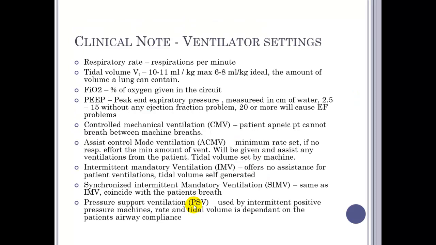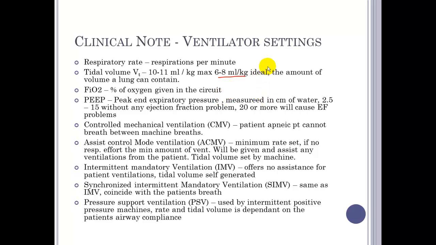Clinical notes on ventilation and ventilatory settings. We have a lot of terms in this section. Respiratory rate is pretty much the respirations per minute. Tidal volume, VT, generally is about 10 to 11 milliliters per kilogram. Now, ideally, we like to try to get about 6 to 8 mL per kilogram in a full arrest.